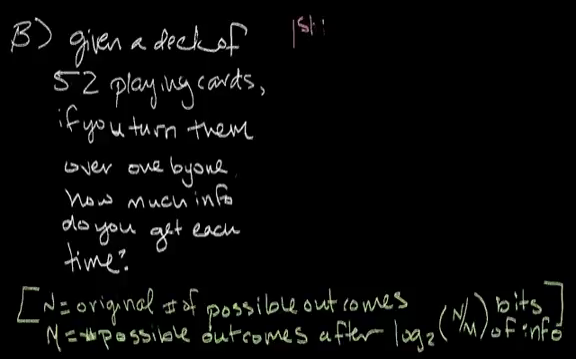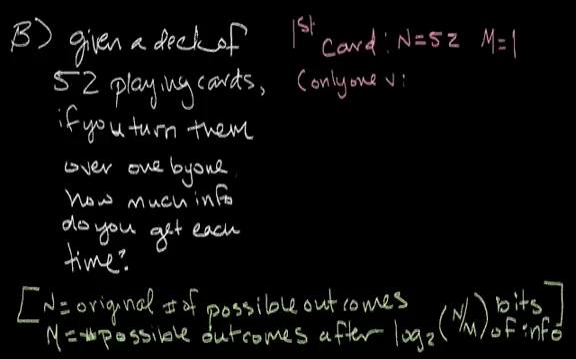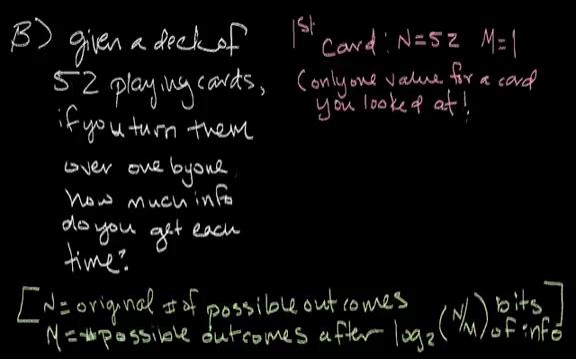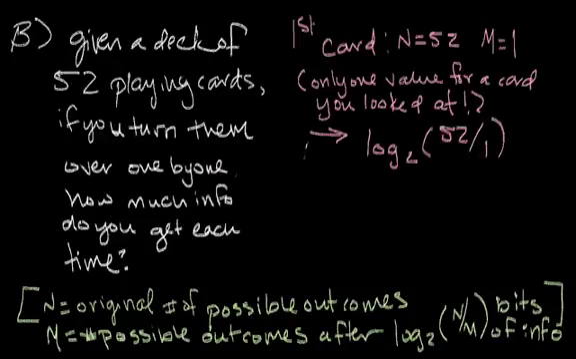So for the first card, n, our original number of possible outcomes, is just going to be 52, right? Randomly shuffled deck, we could be any of the 52 cards. After we turn the card over, the number of possible values for that card is 1, because we looked at it, we know what it is. So we're going to expect m to be 1 for all these, right? Because we're looking at one card at a time. Anyway, the first case, we plug it in, we get log base 2 of n over m, which is 52 over 1. So log base 2 of 52 for the first card.